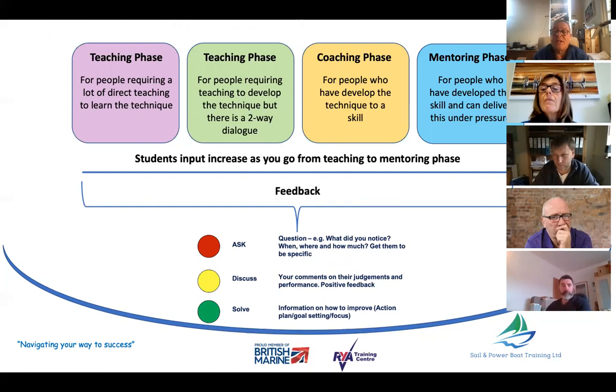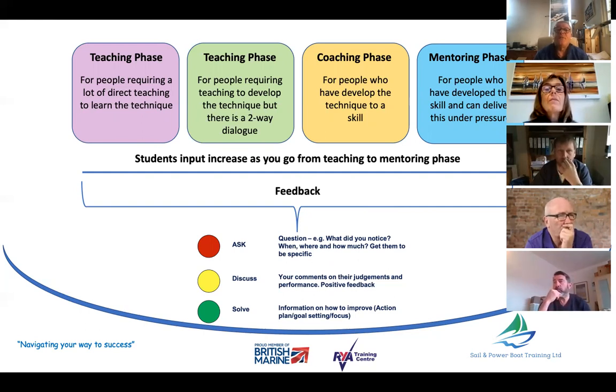But if you spoke about teaching the bowling, it's very direct how to teach that bowling to somebody, isn't it? It's very much a demo and then get them to do it. The teaching phase is for people requiring teaching to develop the technique, but there's a two-way dialogue. So they're going to come back to you, I can't get this bowling right, but you continue showing them how to do it and they do it.